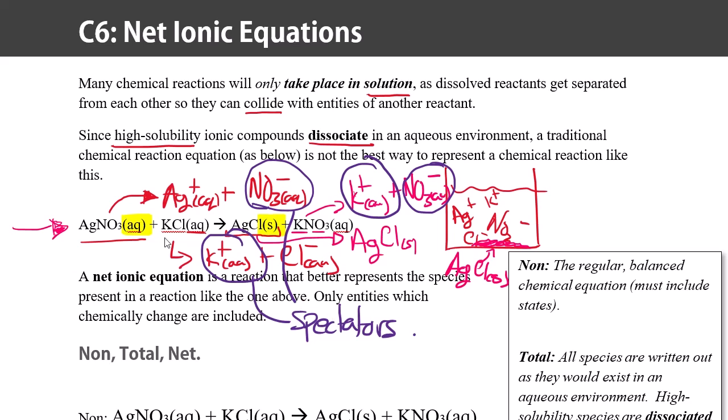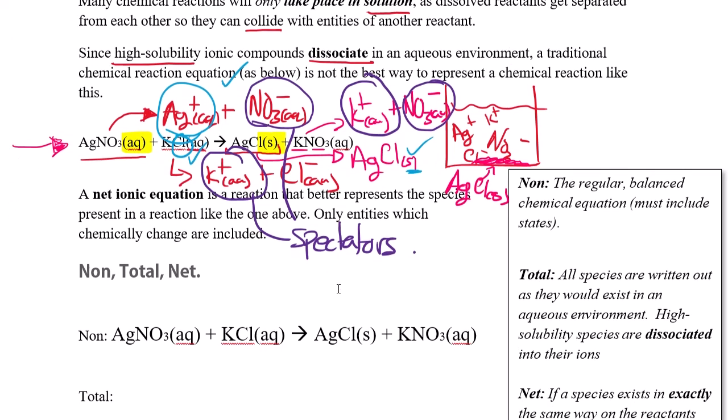The silver ions, the silver and the chloride, are not spectators, because they started out as aqueous ions and they ended up as solid. So their state has changed. They're not aqueous anymore. Now they're solid. So those guys have changed. So the net ionic equation is going to help us drill down and look at just the things that are changing. So that'll be the silver ions, the chloride ions turning into silver chloride, and we'll be ignoring these spectators.